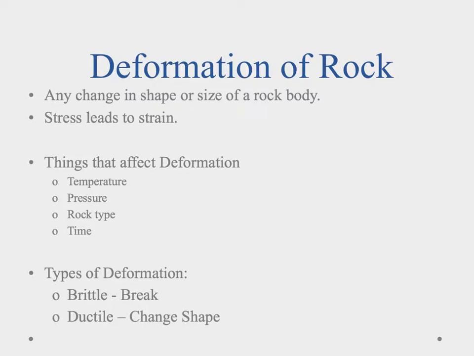Now, when we're talking about deformation, there's two different kinds I want you to be familiar with. We have brittle deformation and ductile deformation. Brittle deformation is where it'll break, where the rock gets to be very brittle, it breaks into smaller pieces. Ductile deformation is a little different. That's where it's going to change shape. It's kind of like if you put a penny on a railroad track. If you run over it with the train, it doesn't break, but it changes its shape. It just kind of gets flattened out a little bit.